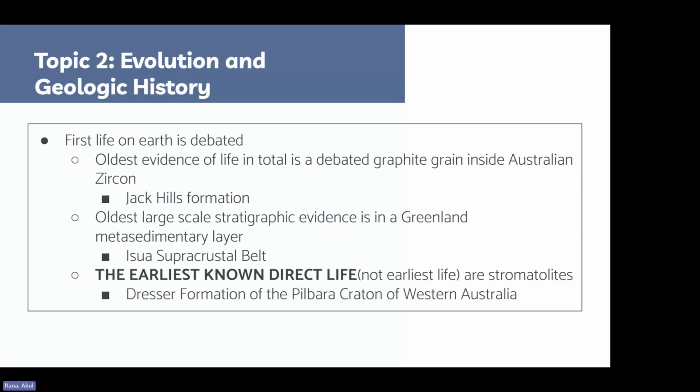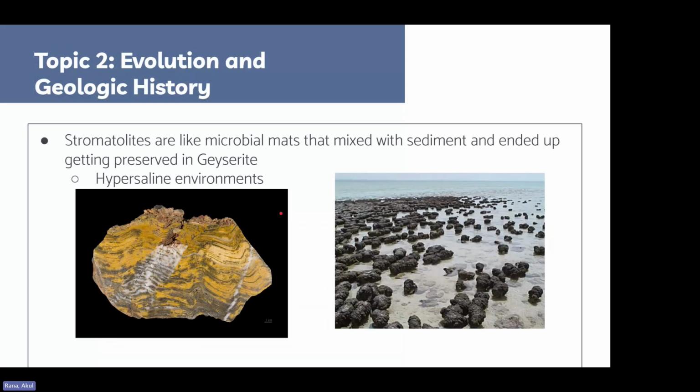So that's the stromatolites, and the most famous ones are off the western coast of Australia, which is this right here. Stromatolites are microbial mats mixed with sediments that get fossilized, and they end up preserved in a geyserite, which is just a fancy sedimentary rock. Most commonly, they form in hypersaline environments. Understanding them was always confusing to me at first, because it's a fossil, but it's not really a fossil at the same time. It's the microbes, the cyanobacteria, which is what stromatolites are, preserved.